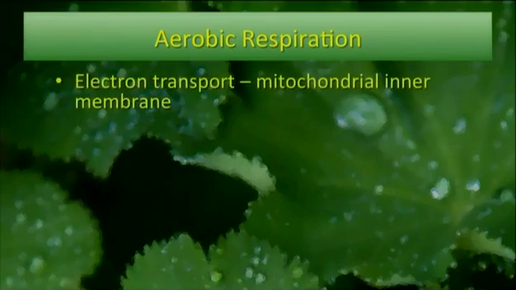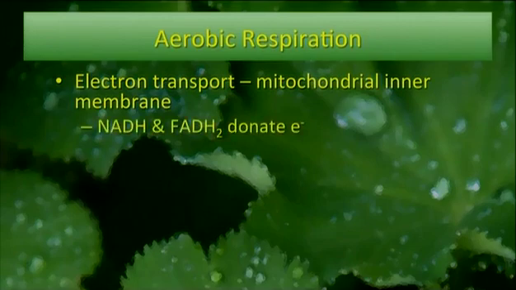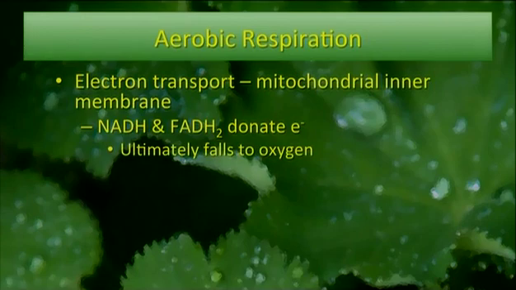Now electron transport happens in the mitochondrial inner membrane, and during then the electron carriers, NADH and FADH2, will donate electrons to electron transport systems. And ultimately, these electrons fall to oxygen. Remember, oxygen is electronegative, right? So it has a tendency to pull electrons toward itself. So generally what the oxygen is doing is pulling electrons through the electron system until it falls to oxygen.